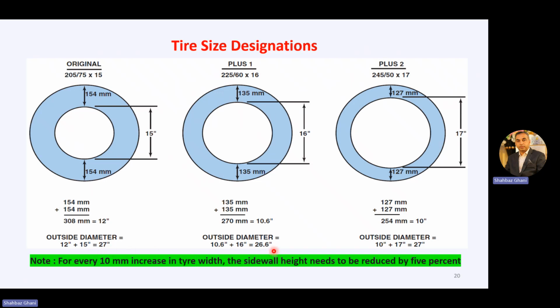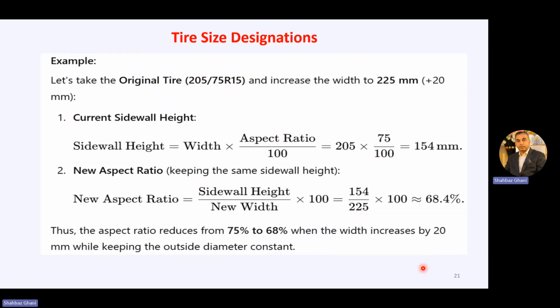So it should be below the 27 inches. So we will have like this. And when we are going for plus 2 size, the outer dia should be 27 inches. General rule is for every 10 mm increase in the tire width, the sidewall height needs to be reduced by 5%. Let's see this example.